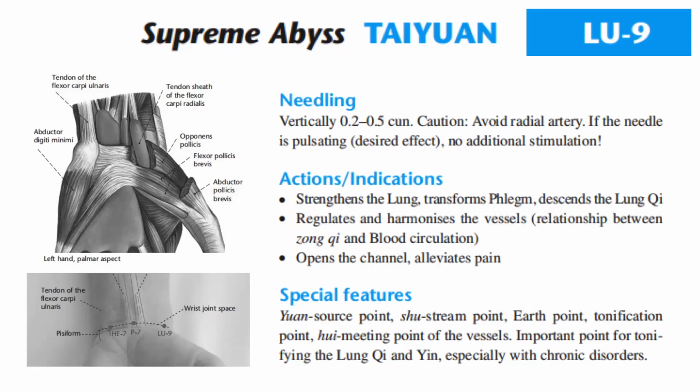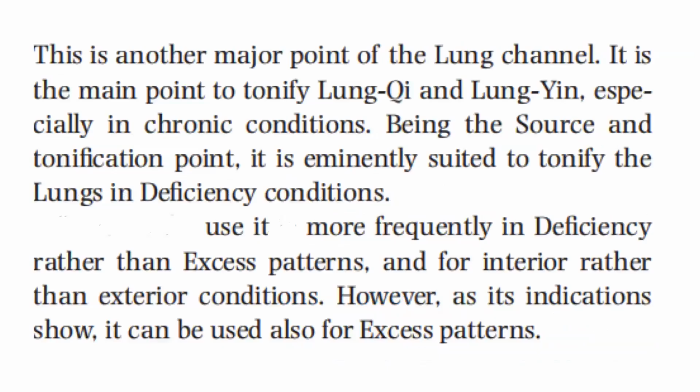For actions and indications of Lung 9: strengthens the lung, transforms phlegm, descends lung qi, regulates and harmonizes the vessels. So this is the relationship between zong qi and blood circulation. Lung 9 opens the channel, alleviates pain. Special features: Yuan-Source point, Shu-Stream point, earth point, tonification point, Hui meeting point of the vessels, important point for tonifying the lung qi and yin, especially with chronic disorders.